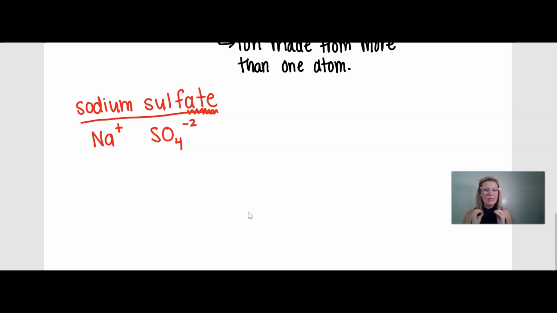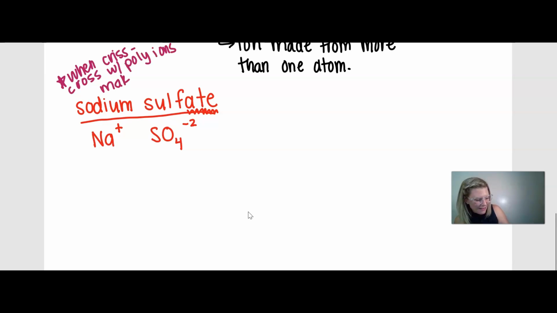Now, here's the rule that you must absolutely follow, okay? And I'm going to star it right above it. When crisscrossing with polyions, make sure to use parentheses. I probably spelled that wrong. There's a reason I didn't become an English teacher.